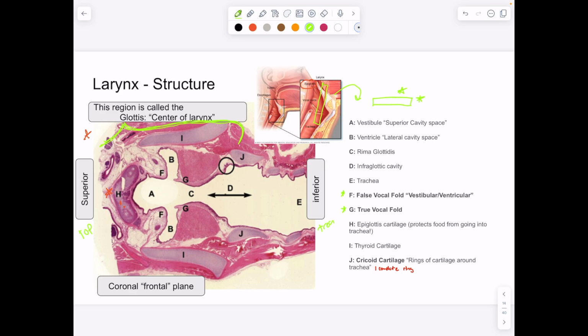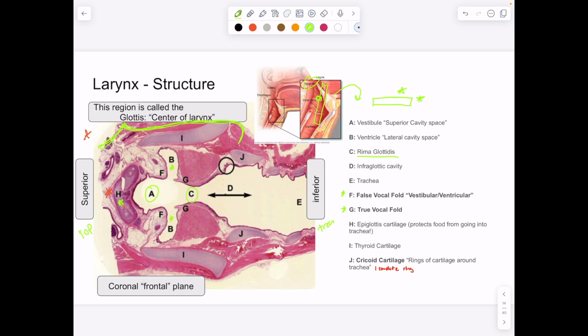And then really we have a bunch of different cavities. So this is our vestibule, the superior cavity space. It's going to be up here, below the epiglottis, which is here. Then we have our ventricle, aka the lateral cavity space. These are the ventricles right there in B. Then we have the rima glottidis. And this is just another cavity that gets closed, just like a ring.